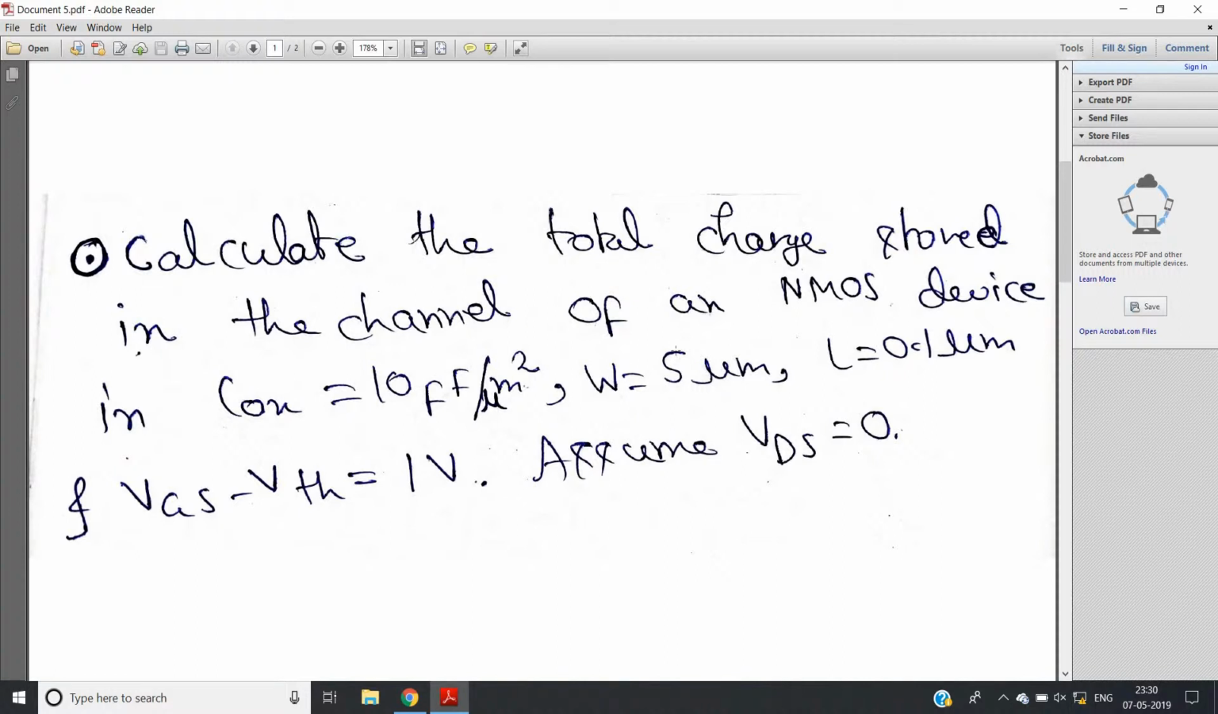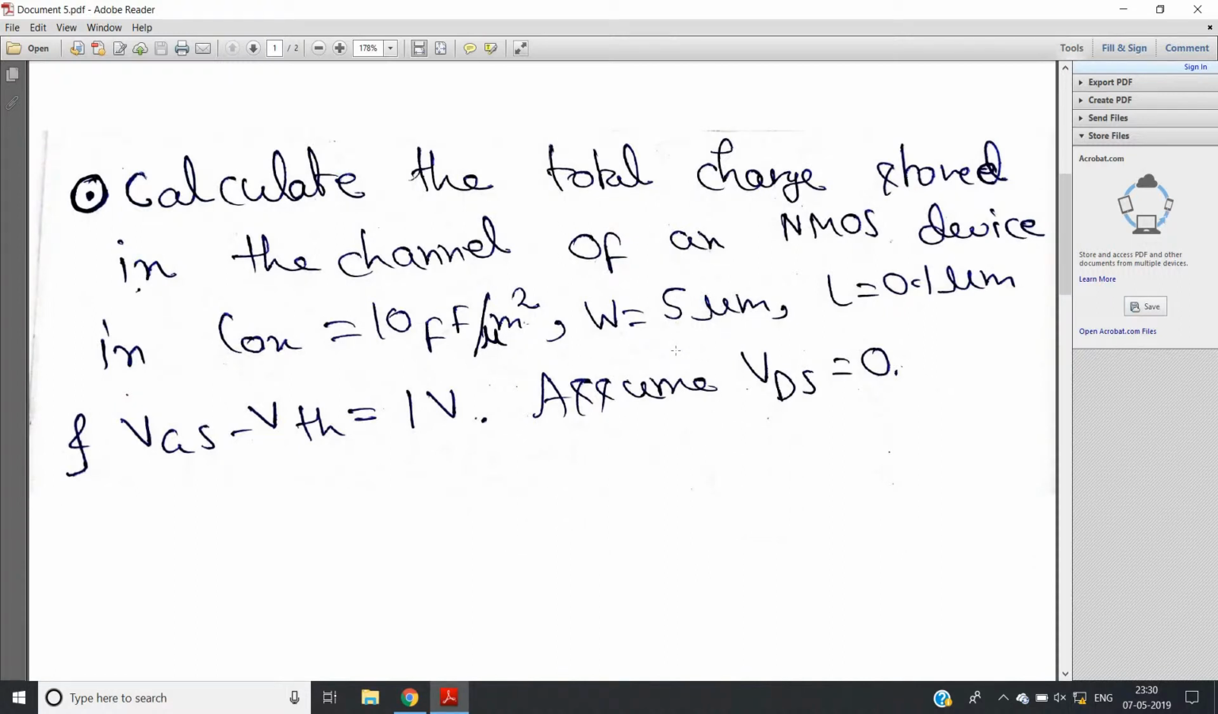So suppose you don't remember the formula directly, then how will you solve this? See, first an NMOS device is given, and we have to calculate the total charge stored in the channel. So better to first draw one NMOS device. As VDS is 0 and VGS minus VTH is 1 volt, obviously we can say that the MOSFET is not in saturation region, so there is no requirement of pinch off concept or channel length modulation concepts.